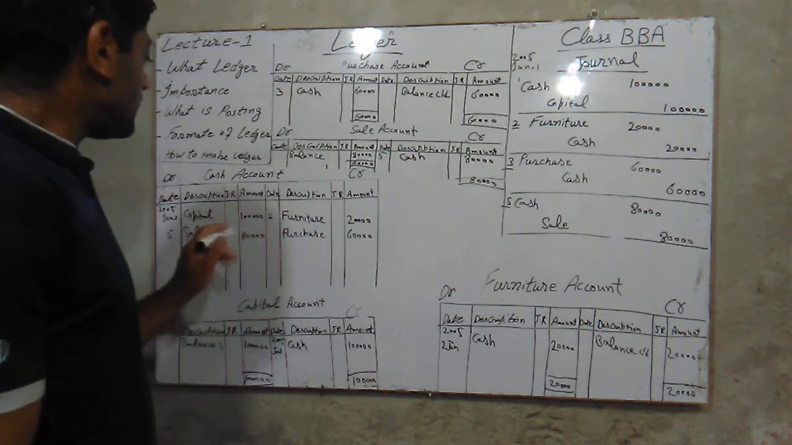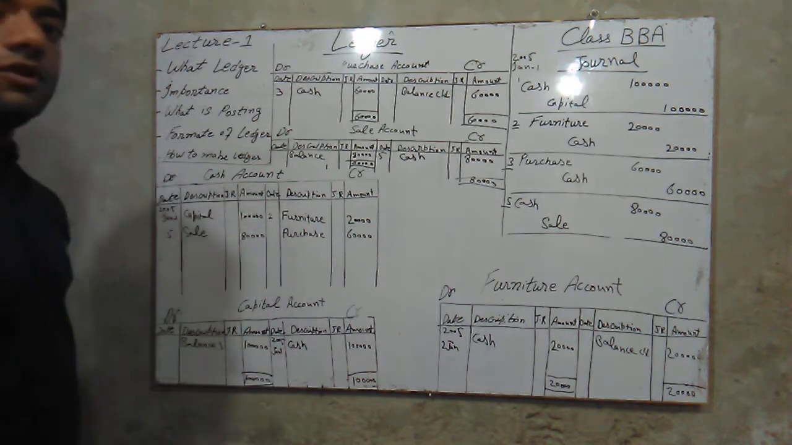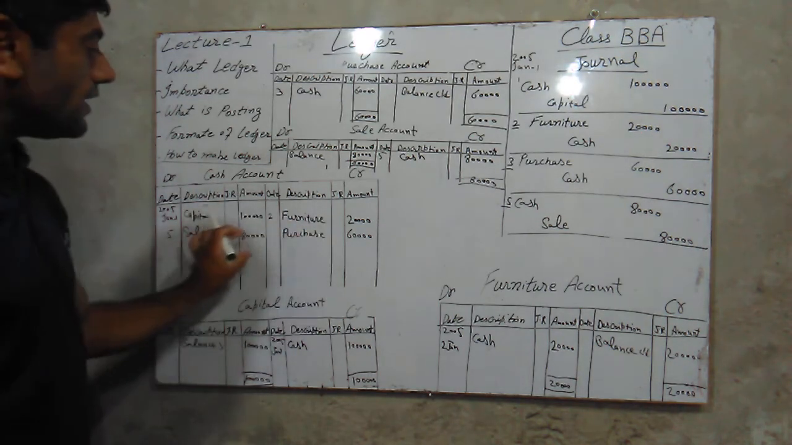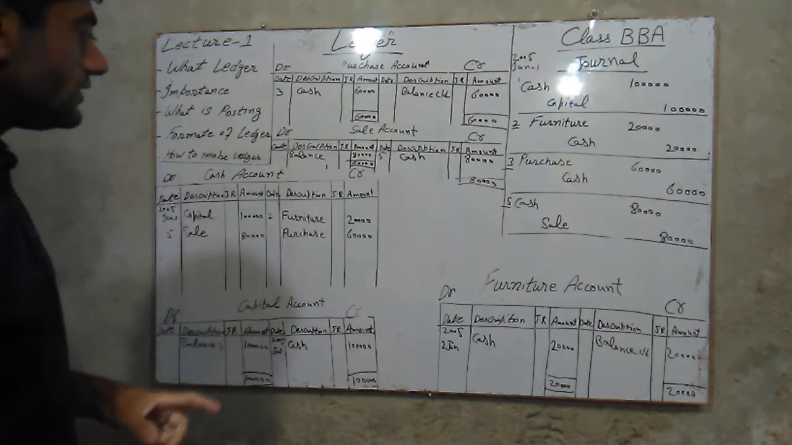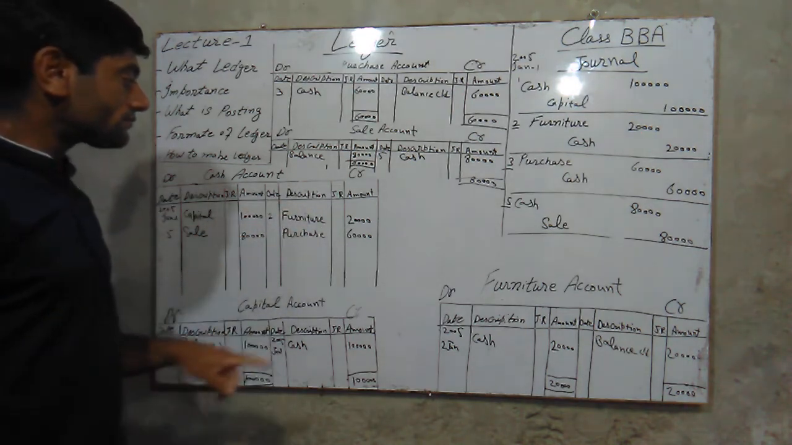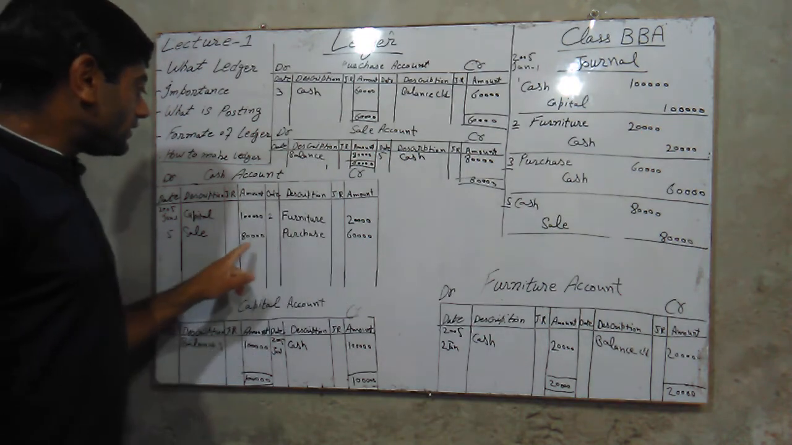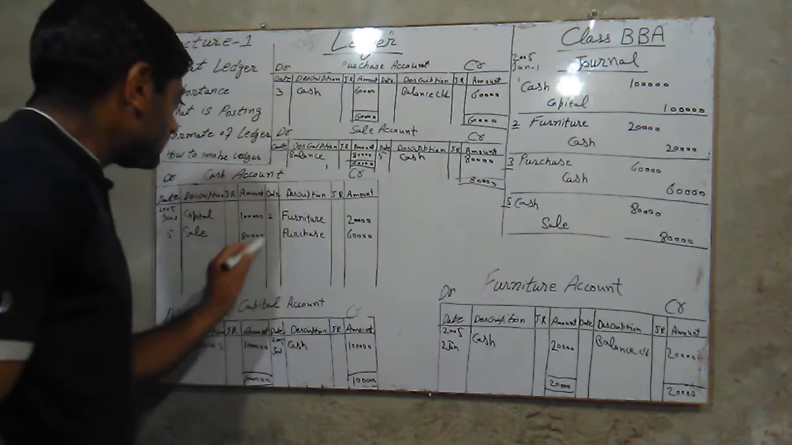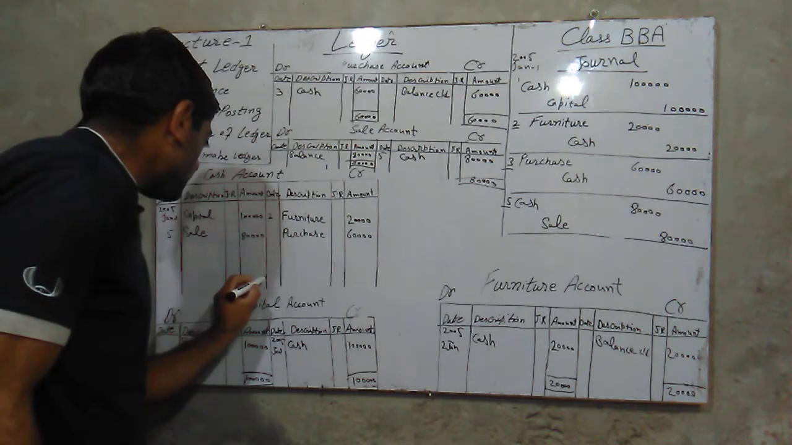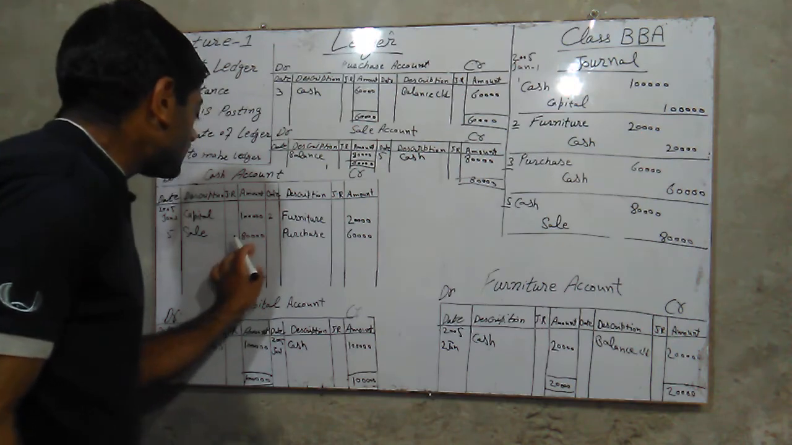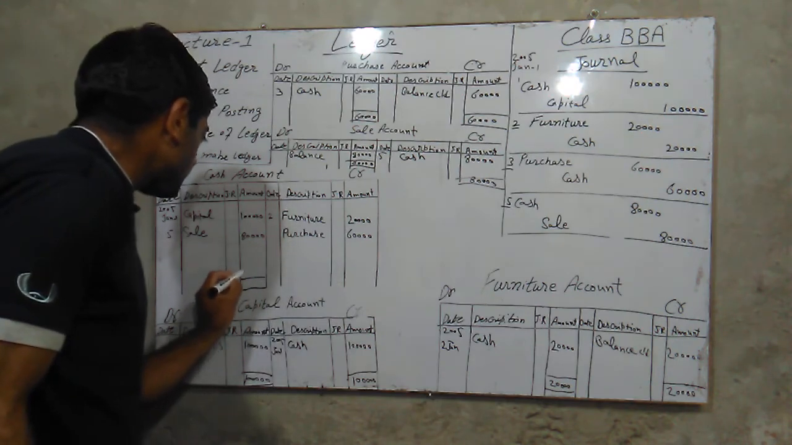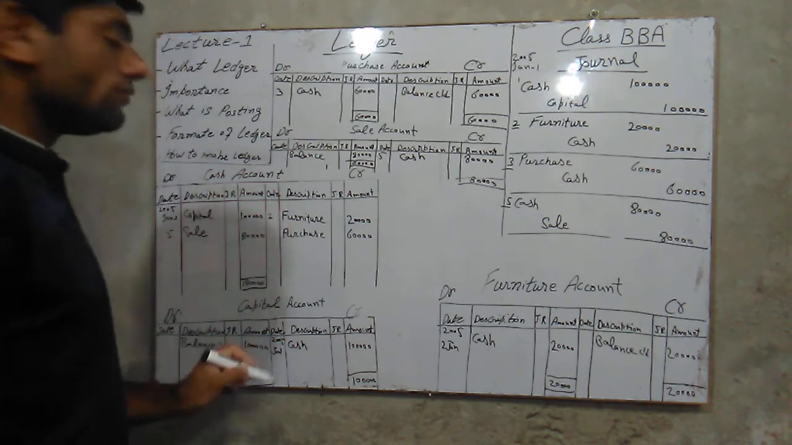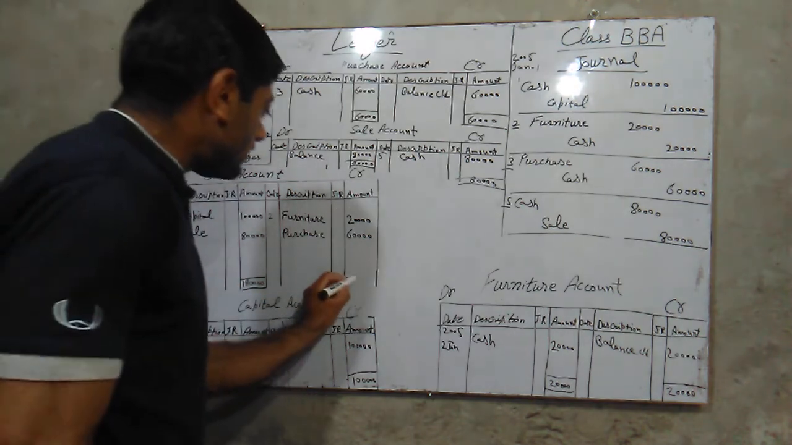Now we make the balance of the cash account. Here you should understand very carefully because both sides' balances are available. So now you can check which side is greater. Here is 18,000 and here is 1 lakh 80. So the debit side is greater than the credit side. So now the balance is 1 lakh 80,000. That balance is also mentioned below here.